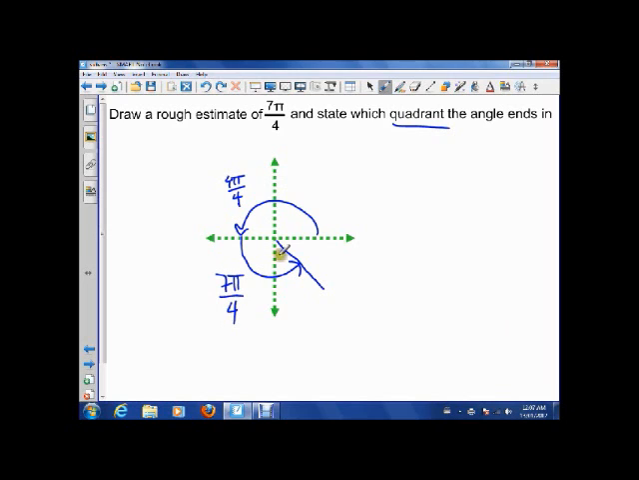So that's 1/4 of pi, and I need 7 of those. There's 1, 2, 3, 4, 5, 6, 7. 7/4 pi. And which quadrant are we in? 1, 2, 3, quadrant number 4. So 7 pi by 4 looks like that, and it ends in quadrant number 4.